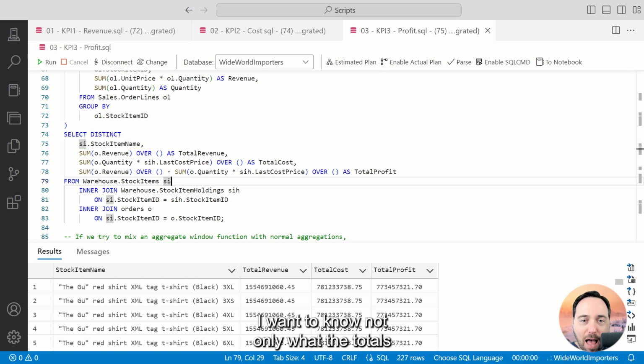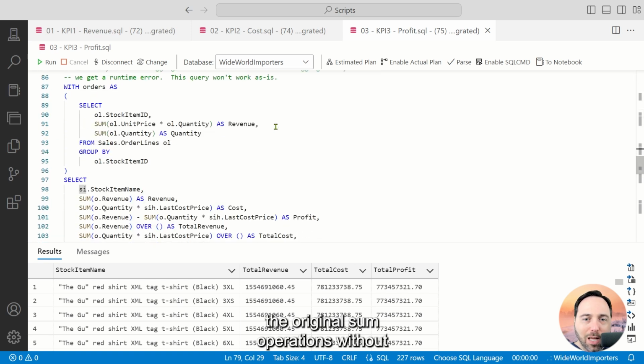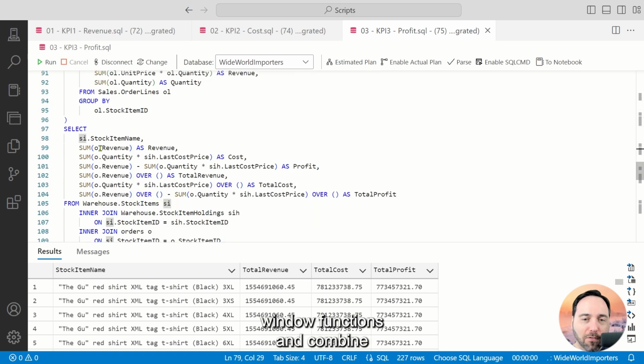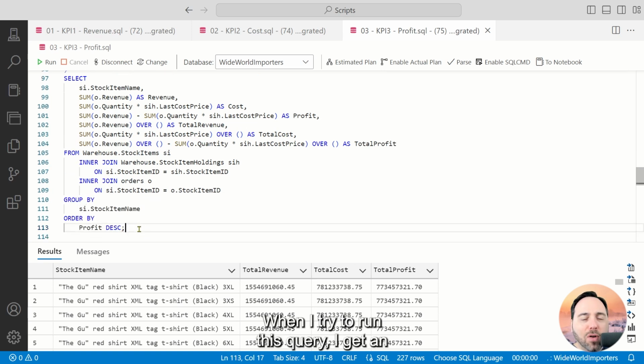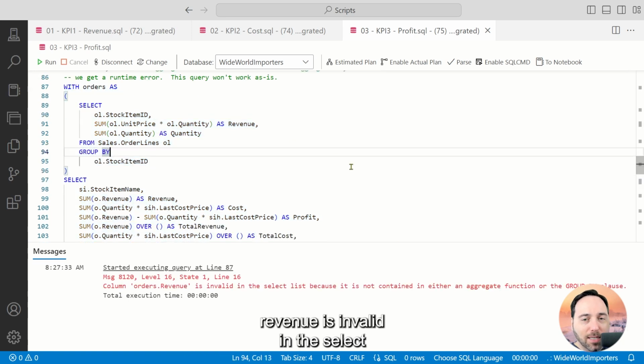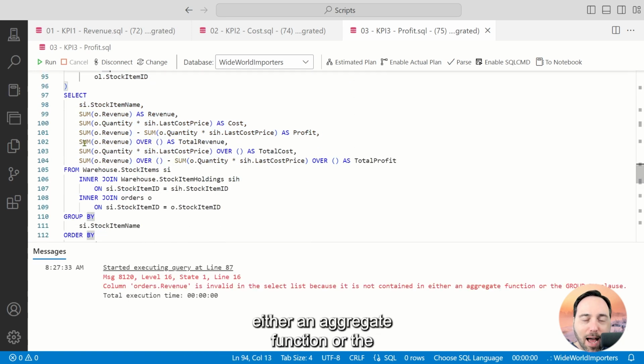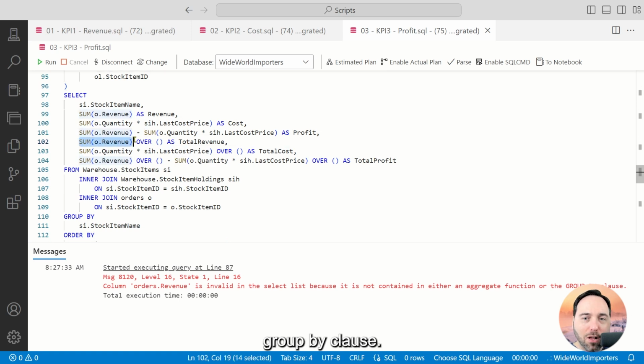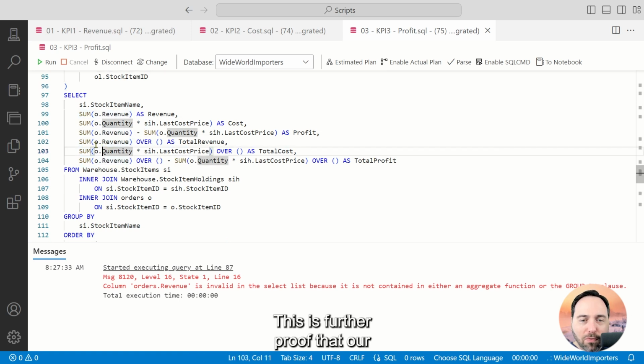I want to know not only what the totals are, but also the specific values. Well, let's bring back in the original sum operations without window functions and combine them with the window functions. When I try to run this query, I get an error that orders.revenue is invalid in the select list because it is not contained in either an aggregate function or the group by clause. This is further proof that our window functions are not aggregate functions.